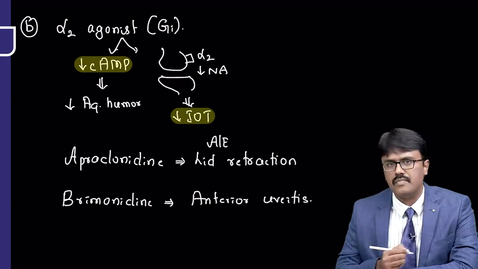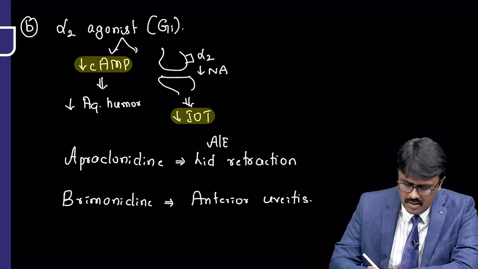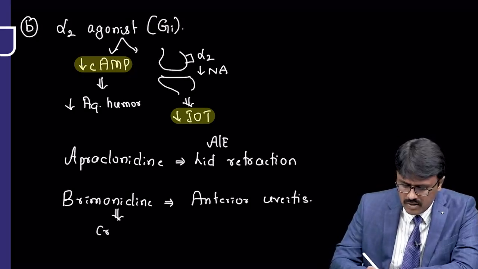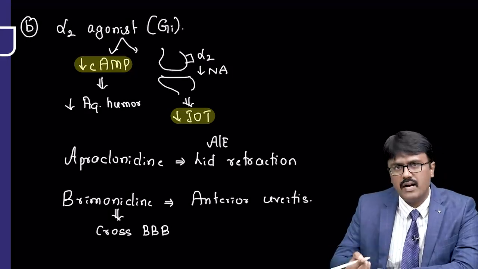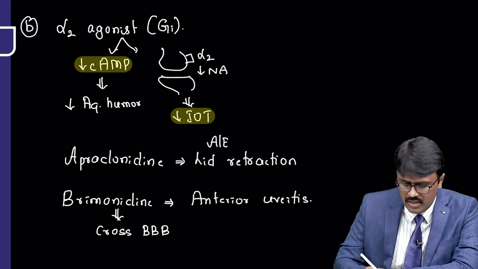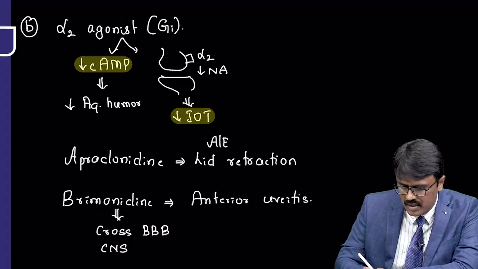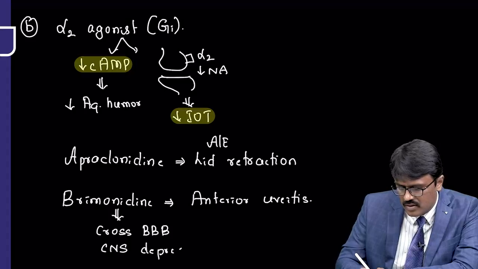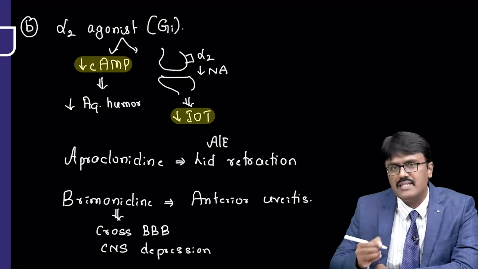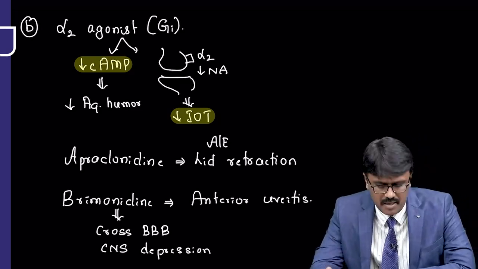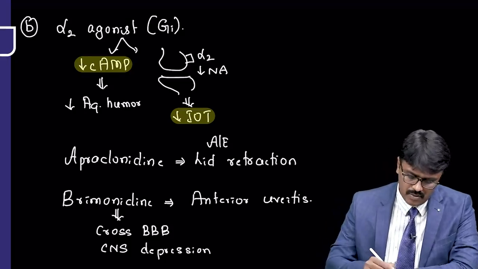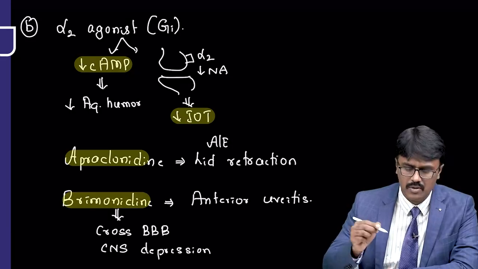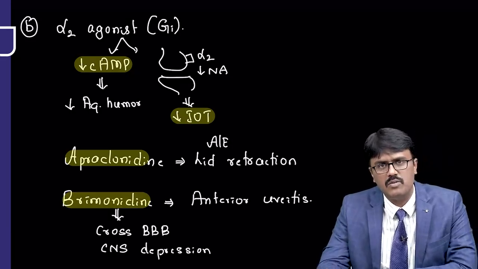But one important aspect is brimonidine can also cross the blood-brain barrier, and because of that it can suppress the CNS, so it can cause CNS depression. So that is the reason, particularly in children, it should not be preferred. The name is called brimonidine, and one more drug is called apraclonidine. So these are alpha-2 agonists. The major mechanism of action I told you is to decrease aqueous humor production.